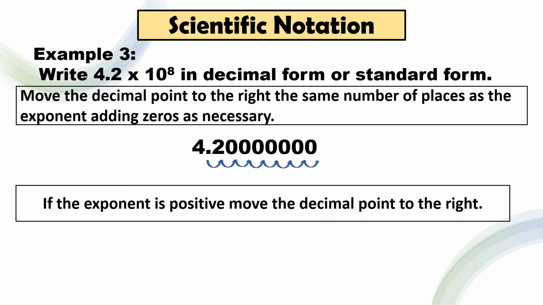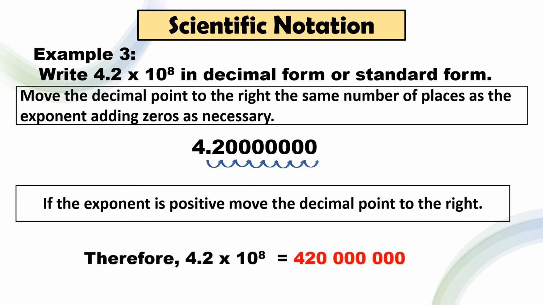So, ginawa natin, if the exponent is positive, move the decimal point to the right. Therefore, 4.2 times 10 raised to 8 is equal to 420 million. So yung scientific notation, change natin siya into a decimal form or standard form. Kaya nakuha natin yung 420 million.